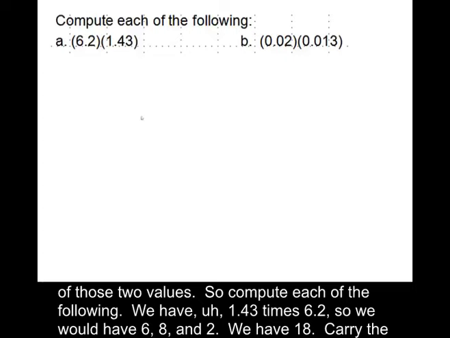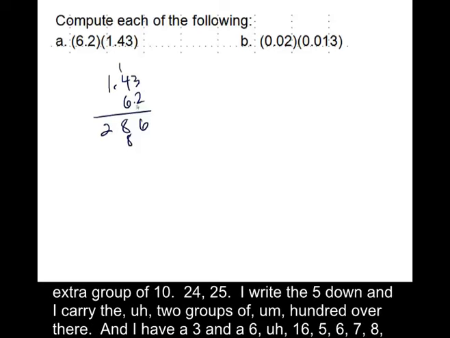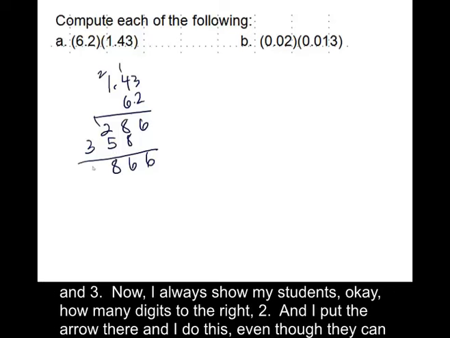So compute each of the following. We have 1 and 43/100 times 6 and 2/10. So we would have 6, 8, and 2. We have 18, carry the extra group of 10, 24, 25. I write the 5 down and I carry the two groups of 100 over there, and I have a 3 and 6, 16, 5, 6, 7, 8, and 3.